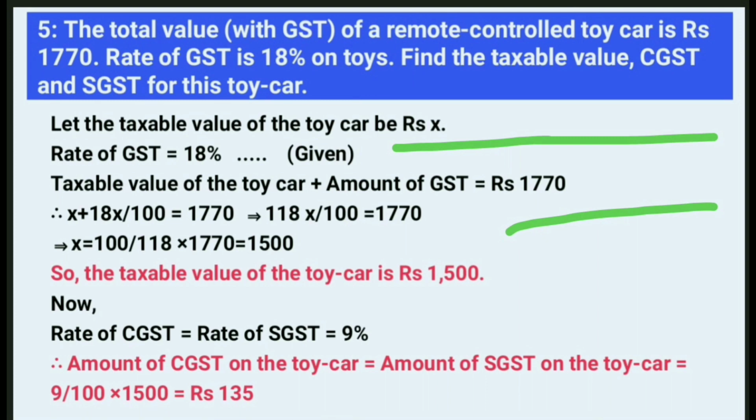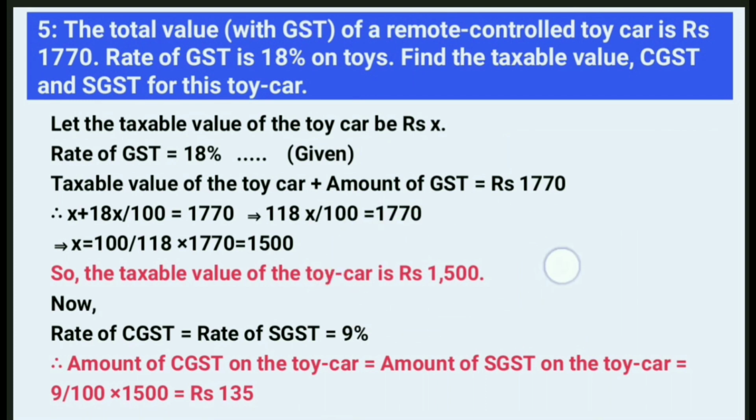Therefore x is equal to 100 divided by 118 multiply by 1770, that equals to 1500. So we can write the taxable value of the toy car is rupees 1500. So the taxable value of the toy car is 1500.